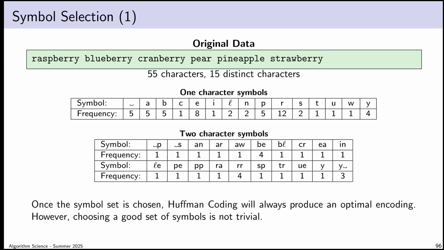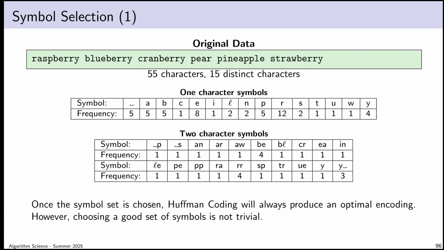Of course, the choice of symbols is a bit more complicated than the Huffman coding process, I guess. So I could choose to encode each character separately, in which case each symbol is just one character. I then compute the frequency of that, and I go run Huffman coding. Once I've made this decision, Huffman coding gives me the best possible encoding for my choice of symbols.